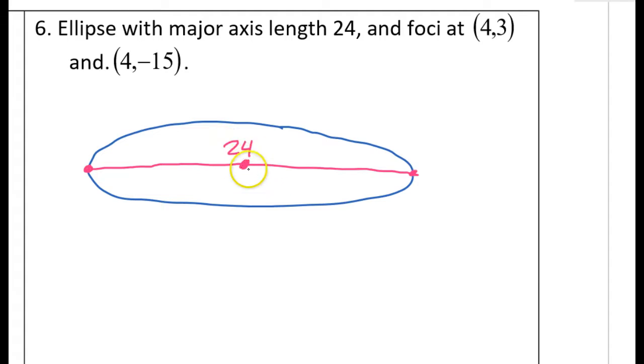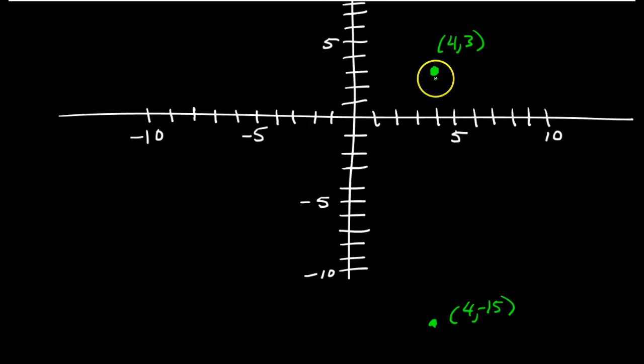So that means the distance from the center to a vertex is going to be 12. So this distance is going to be 12. And that's going to be my a value. That's going to show up in the equation later. So just keep that in mind. Anyway, let's graph what we have. So we have foci at 4, 3, and 4, -15. So here's a focus at 4, 3, and 4, -15. These are the foci.